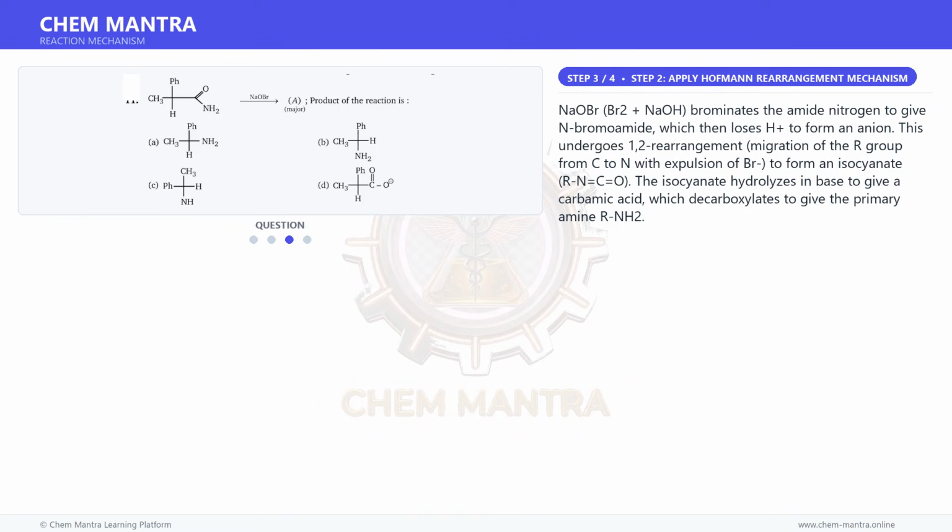Moving on to the next step. NaOBr, Br2 plus NaOH, brominates the amide nitrogen to give an N-bromoamide, which then loses H+ to form an anion. This undergoes a 1,2 rearrangement, migration of the R group from C to N with expulsion of Br-, to form an isocyanate, R-N=C=O. The isocyanate hydrolyzes in base to give a carbamic acid, which decarboxylates to give the primary amine RNH2.